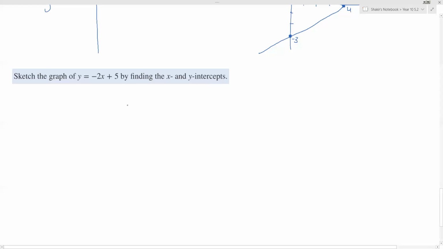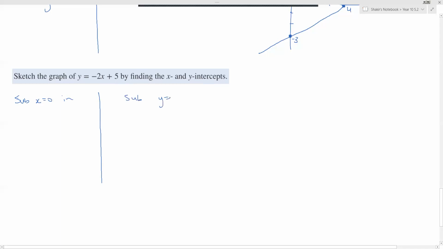Okay, so here's another example. Sketch the graph of y is equal to negative 2x plus 5 by finding the x and y intercepts. Okay, so once again, I'm going to sub x equals 0 in, and I'm going to sub y equals 0 in, and let's get started. Sub x equals 0 in, any place I see x, I'm going to put 0. So y is equal to negative 2, and then I'm going to put 0 plus 5. So y is equal to negative 2 times 0 is 0.